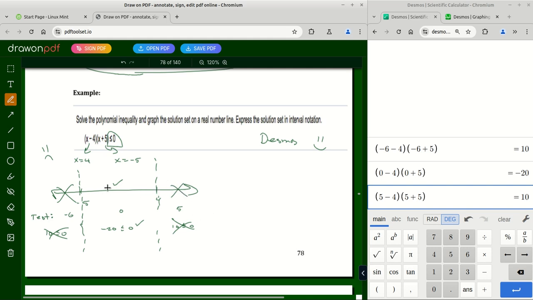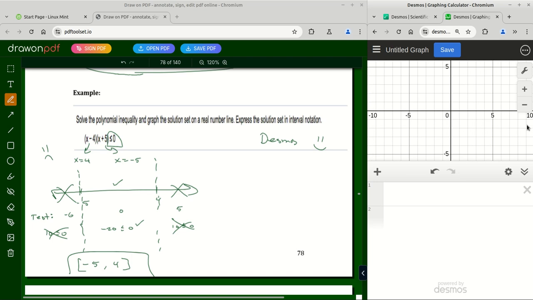This is the only working section, and because it has an equal sign, we're going to use the brackets. And so then I'm going to say it's -5 to 4, but I'm going to use the brackets on it. There is your final answer. Okay? Not too bad in the end.